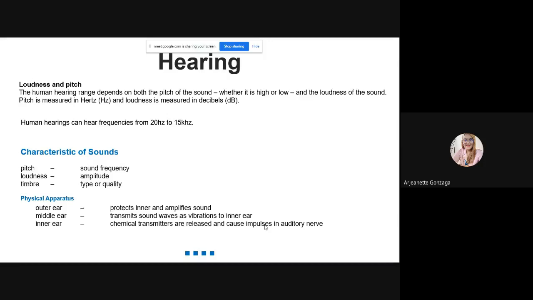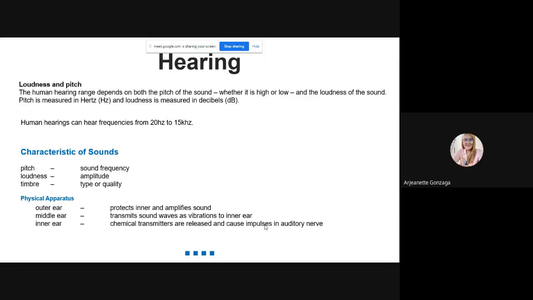So sa physical apparatus naman, we have the outer ear. It protects the inner ear and amplifies sounds. The middle ear transmits sound waves as vibrations to the inner ear, and chemical transmitters are released and cause impulses to the auditory nerves.